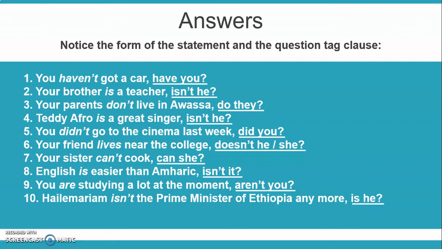You haven't got a car, have you? Your brother is a teacher, isn't he? Your parents don't live in Awasa, do they? Teddy Afro is a great singer, isn't he? You didn't go to the cinema last week, did you? Your friend lives near the college, doesn't he? Your sister can't cook, can she? English is easier than Amharic, isn't it? You are studying a lot at the moment, aren't you? Hailemariam is not the Prime Minister of Ethiopia anymore, is he?